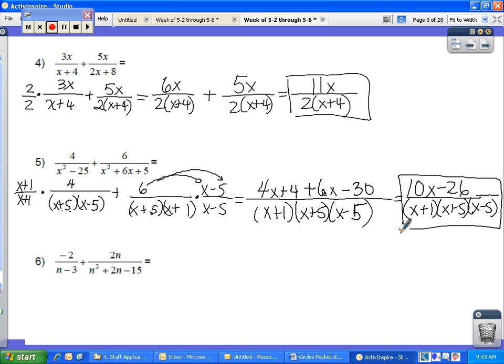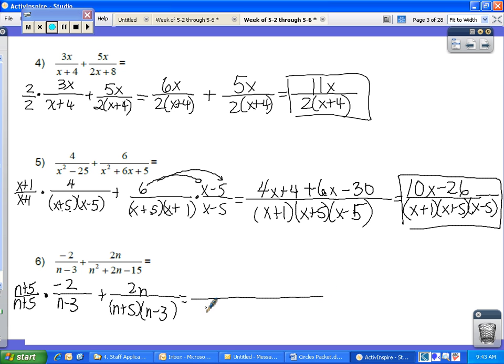Okay, for the last one, again, you want to do the factoring like we just did in the last one. So you're going to factor the bottom trinomial into n plus 5, n minus 3. Now notice they both already have an n minus 3. So really all you have to do is multiply this one by the n plus 5 over n plus 5. And now you are going to keep the same denominator, n plus 5, n minus 3.